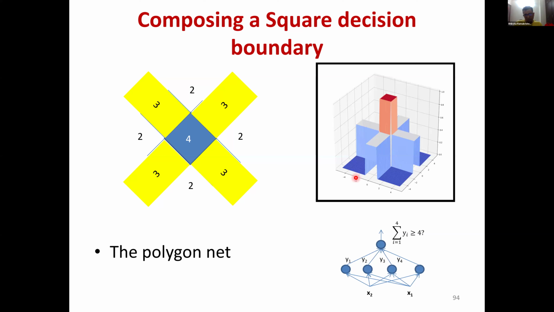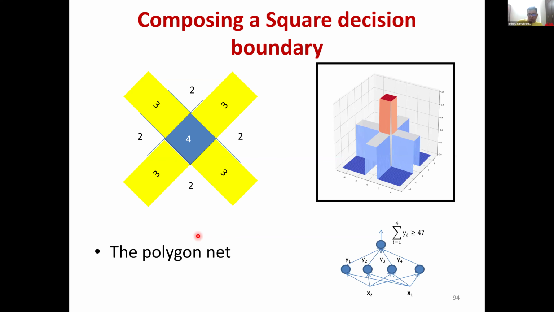But this plot here shows you the actual sum. It's 4 here, it's 3 within these strips, and 2 elsewhere. This picture making sense to all of you? Yes or no? Okay.